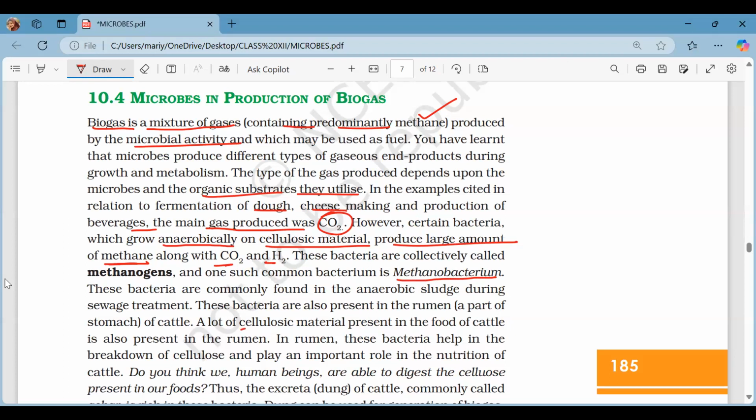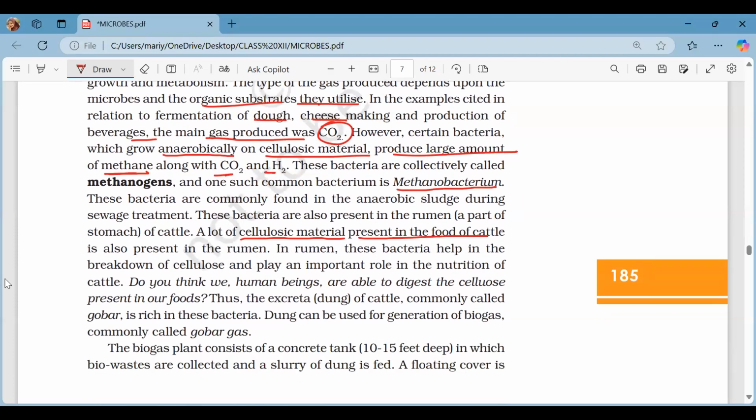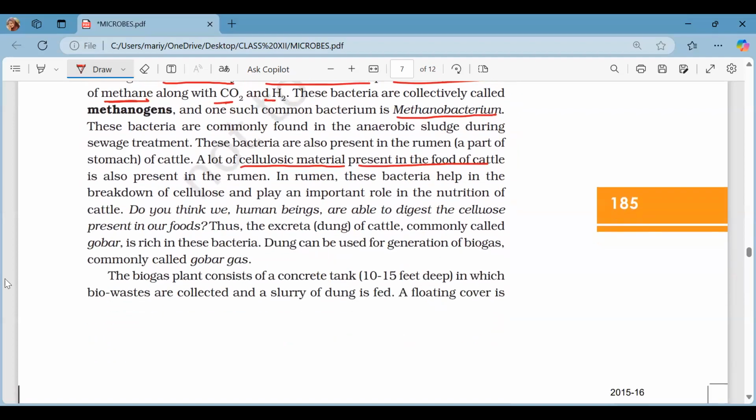A lot of cellulosic material is present in the food of cattle, because cattle eat plants and plants have cellulose in their cell wall. So they have cellulose as their diet. Here the cellulose is broken down because of the bacteria in their gut. So we can say that the excreta of the cattle, meaning the cow dung, is rich in these anaerobic bacteria.